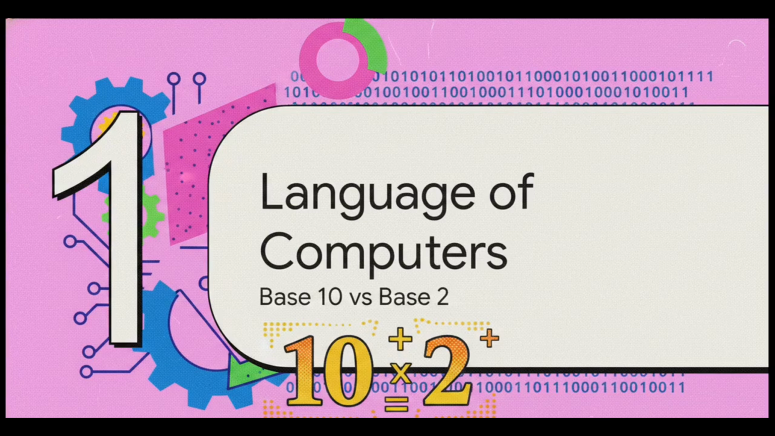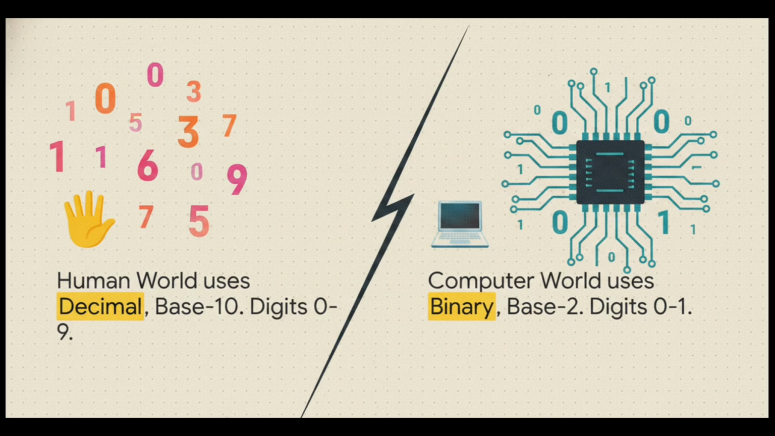Section 1. The language of computers. Right off the bat, there's a huge contrast between our world and the machine world. In the human world, we use the decimal system. It's a base 10 system, meaning we rely on 10 distinct digits, 0 through 9, to communicate values. And this makes perfect sense for us. We have 10 fingers, so counting in tens is incredibly intuitive.